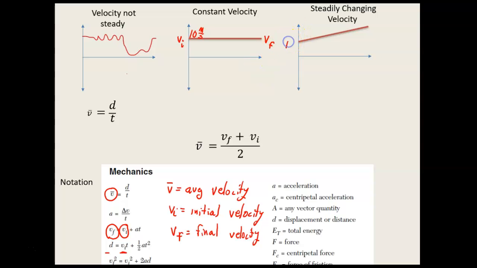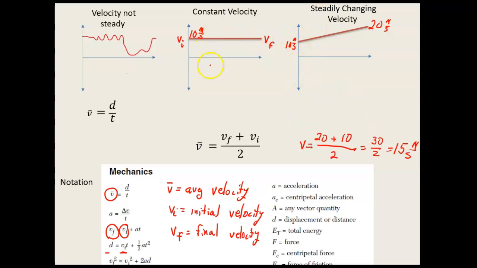If I said I started off at 10 meters per second of velocity, my initial velocity was 10 meters a second, my final velocity was 20 meters per second, what's my average velocity? My average velocity would be my final velocity, which is 20, plus my initial velocity, which is 10, divided by 2. 30 divided by 2 is 15 meters per second would be my average velocity.